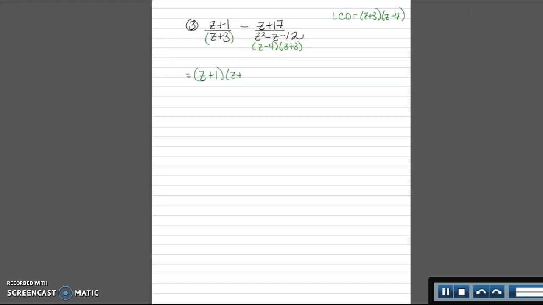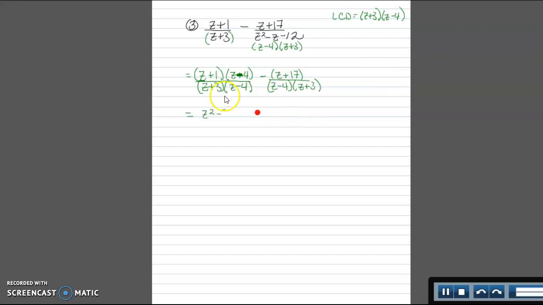So that means I need to take my first fraction and multiply the top and the bottom by z minus 4 so that it looks like my LCD. So whatever factor that you need to make the bottom look like the LCD, you just multiply that on the top too. Now the second fraction I don't need to change because the denominator is exactly the same as the LCD, so the numerator doesn't change. I put the parentheses around that numerator to remind myself when I subtract that I want to subtract all of the terms of that numerator.